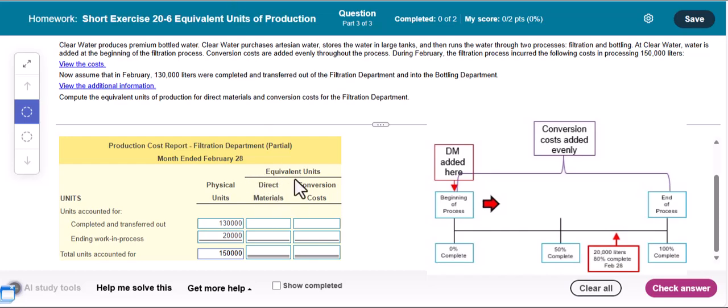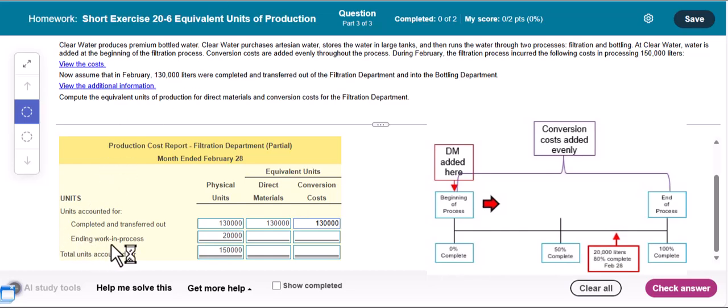So now let's talk about the direct materials. We had to figure out how many units have had the direct materials added to them. Let's just start with completed and transferred out, this portion here. All of the units that were completed and transferred out are 100% done. Therefore all of them have had the direct materials and all of them have had the conversion cost, which is direct labor and manufacturing overhead costs, added to them. Since these have been completed and transferred out, that means all of these direct materials have been used, and all of the conversion costs here are applied.